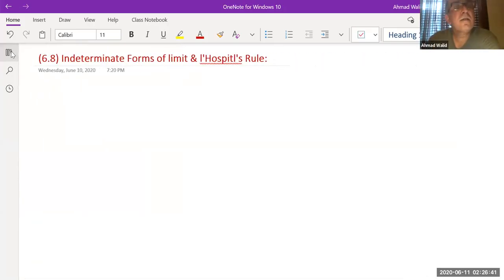Hello all, let's start section 6.8. 6.8 is about indeterminate forms of limits and L'Hopital's rule. What are indeterminate forms of limits?